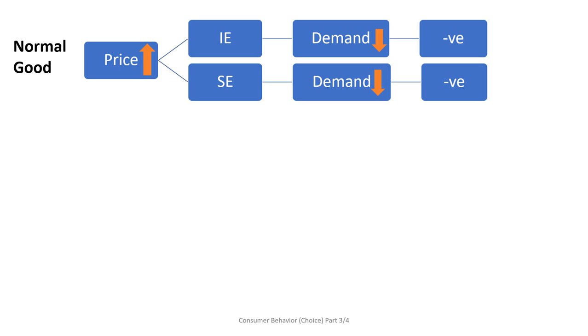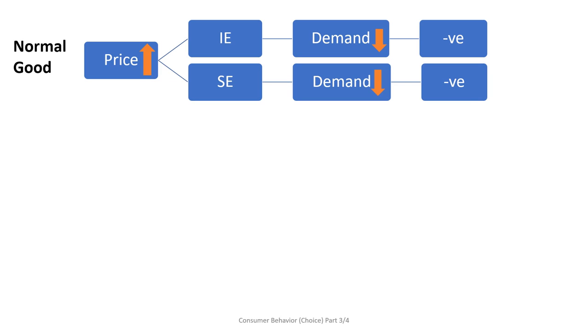If you look at the direction of the arrow showing the price effect and then the change in demand due to income effect, we can see that these are in opposite directions. Therefore, we say that the income effect of price change is negative. Same is the case with substitution effect.